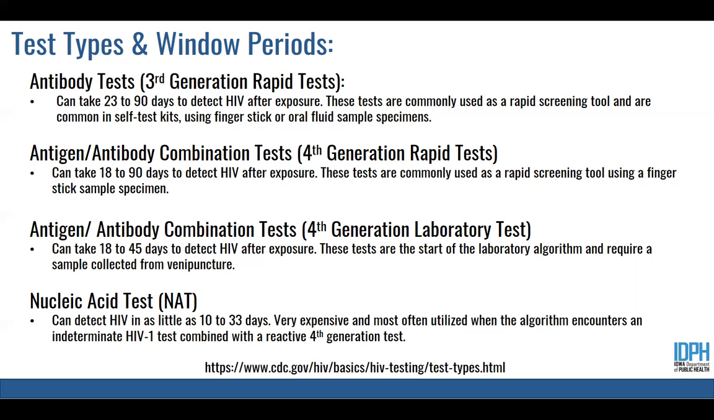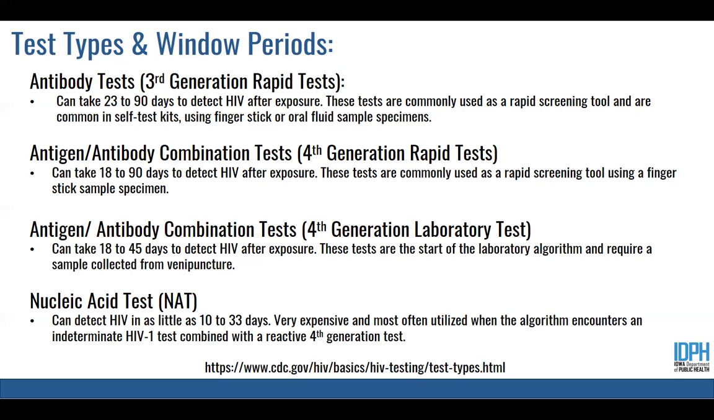And these utilize a finger stick or oral fluid sample specimens that are collected along the cheek and gum line of a patient or client. Then we move on to our fourth generation rapid tests, which are antigen and antibody combination tests. These have a slightly shorter window period, so it can take 18 to 90 days to detect HIV after exposure.